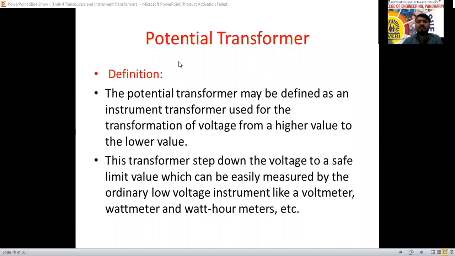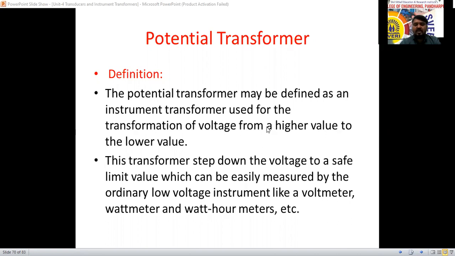So we'll check the definition of the potential transformer here. The potential transformer may be defined as an instrument transformer. It is used for the transformation of voltage from a higher value to a lower value. So it is an instrument transformer which we use for reducing the voltage from a higher value to a lower value. For that reason, we call that device a potential transformer. So from higher value to lower value, we are decreasing the voltage.